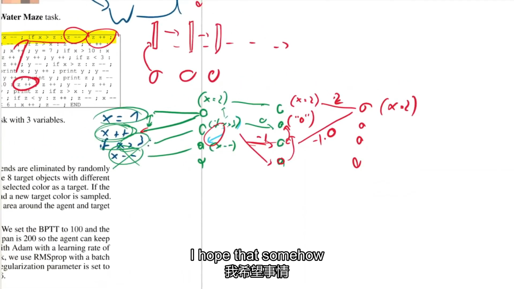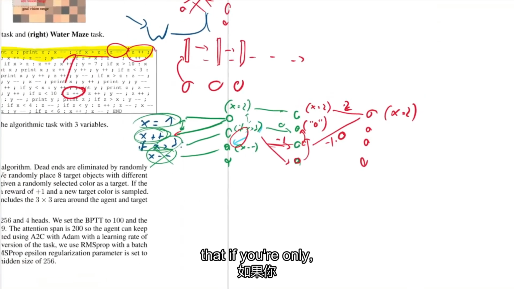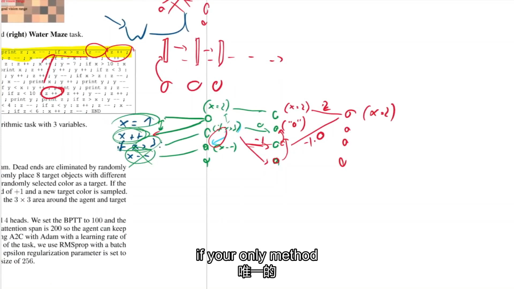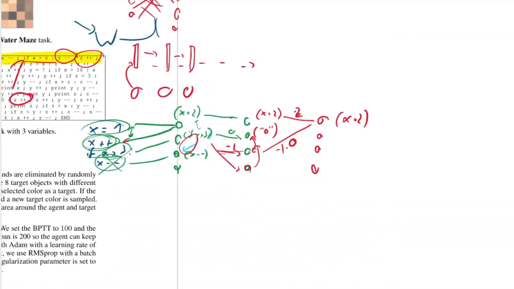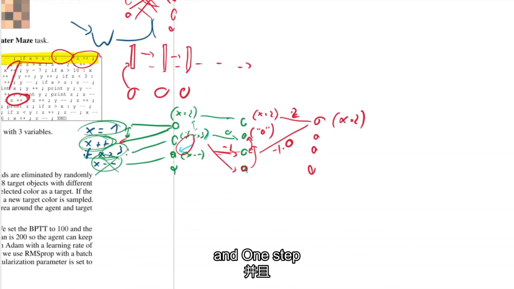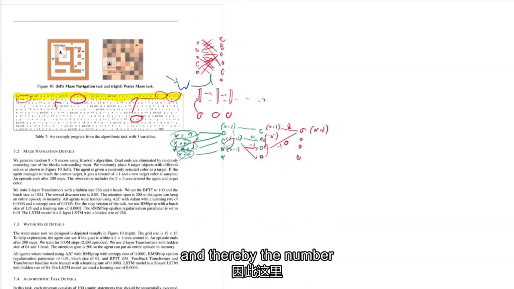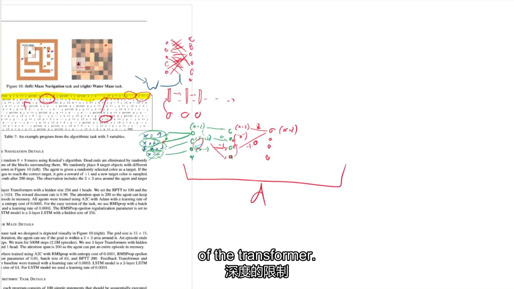I hope that somehow it is not how it happens, but you can see that if your only method is linearly combining things layer by layer, you have to go quite a convoluted way in order to achieve multi-step reasoning things. And you can only do this by having non-linearities involved, and one step of reasoning is usually one layer with a non-linearity. And thereby the number of steps of reasoning here is limited by the depth of the transformer.